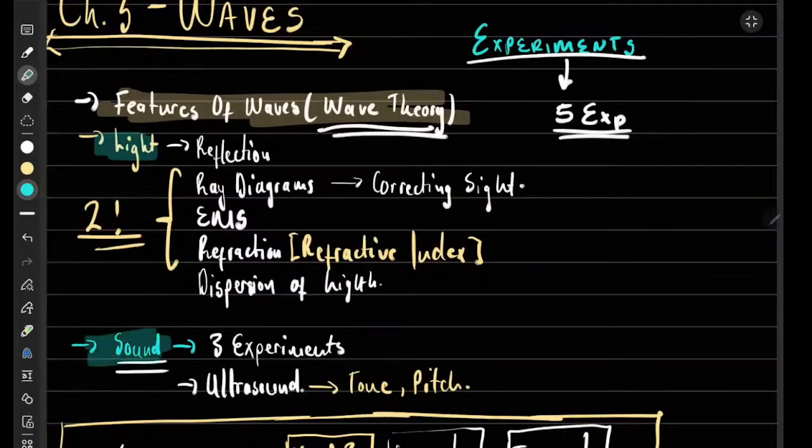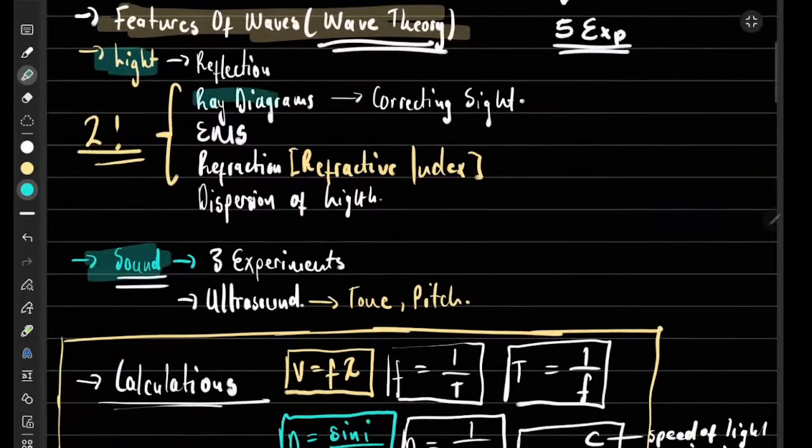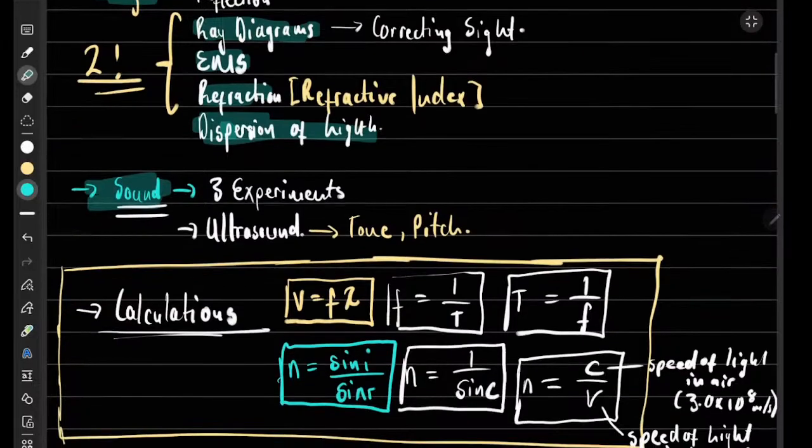They are different. When you do light, you need to be good at ray diagrams. You need to be good at the electromagnetic spectrum, the uses, the dangers, and then you need to be good at dispersion of light, then refraction. So we'll work again on it to make sure everybody's good there.